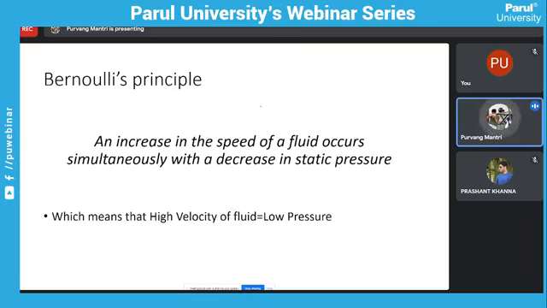Now, if you have studied the subject of fluid mechanics, then you have definitely come across this principle of Bernoulli, where he states that with an increase in the speed of a fluid, the static pressure of that fluid will decrease. Which means that when the velocity of the fluid is high, it will have a low pressure. So let's take an example. Let's consider you are trying to wash your car.